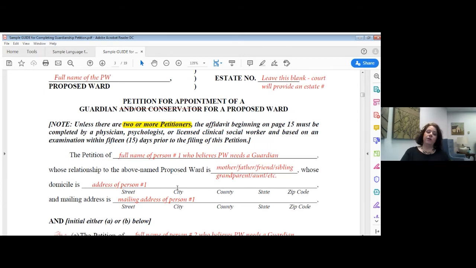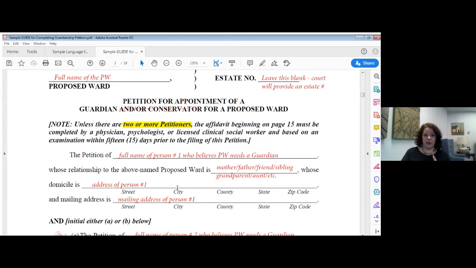So at the time that you file, you'll see here that I've highlighted there 2 or more petitioners. The petitioner is the person who is putting this action before the court, the person who is saying, yes, I am in charge of this loved one, or have been caring for this loved one, and now they need to have a legal guardian appointed. So that's our petitioner. In order to put a petition before the court for guardianship, we need 2 petitioners. So we need both a person who is filing the actual petition itself.